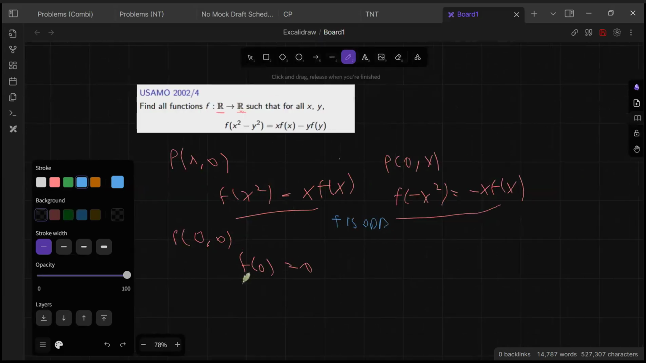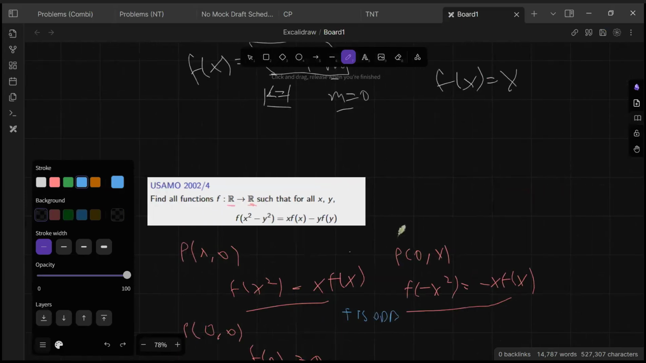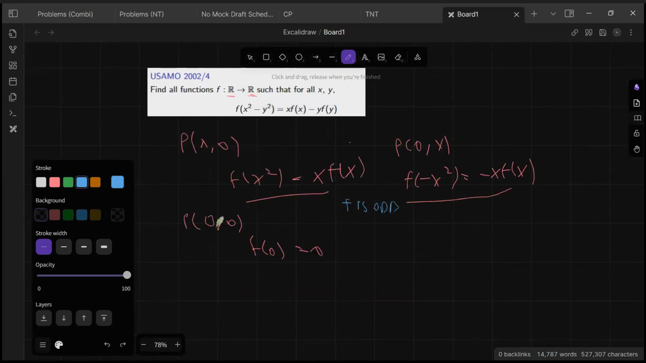And now we could look at P of y comma x and P of x comma y simultaneously. So we are looking at P of x comma y, which is just this equation, and P of y comma x, which I'll write underneath this, which is y squared minus x squared is equal to y f of y minus x f of x. So that kind of proves it is odd. Exactly. When we sum this up, we just get that result.